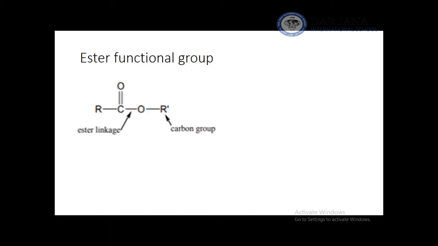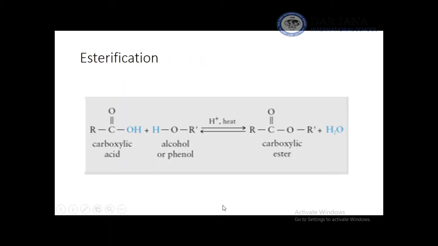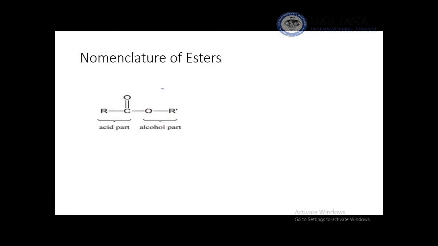You can see here the structure of it and the process that gives a carboxylic ester. When a carboxylic acid reacts with alcohol, this forms an ester linkage between the carboxylic acid part and the alcohol part. So in an ester we have two parts, the acid part and the alcohol part.